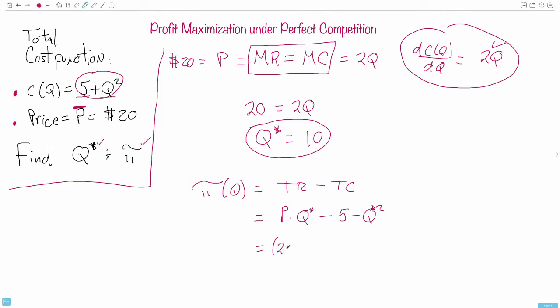P, which is equal to 20 times 10, minus 5 minus Q squared, which in this case is 10 squared. So you compute these numbers, and this is going to give you $200 in revenue minus 5 minus $100 of variable cost, and this is going to give you a profit level of $95, right? So here you have the solution for profit maximization under perfect competition, which is the example in your book.